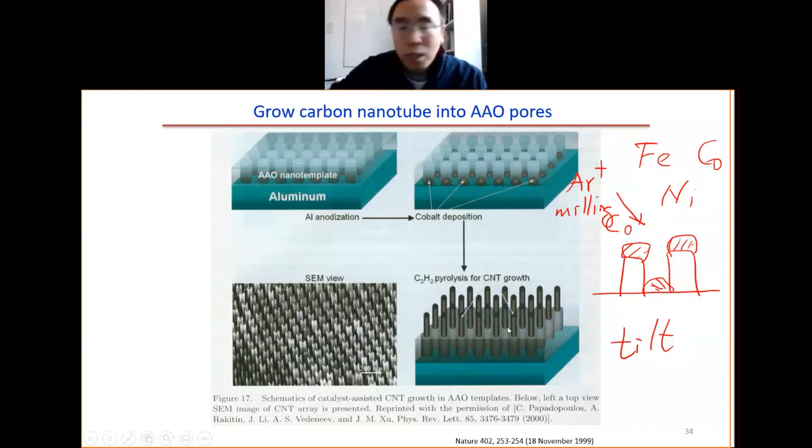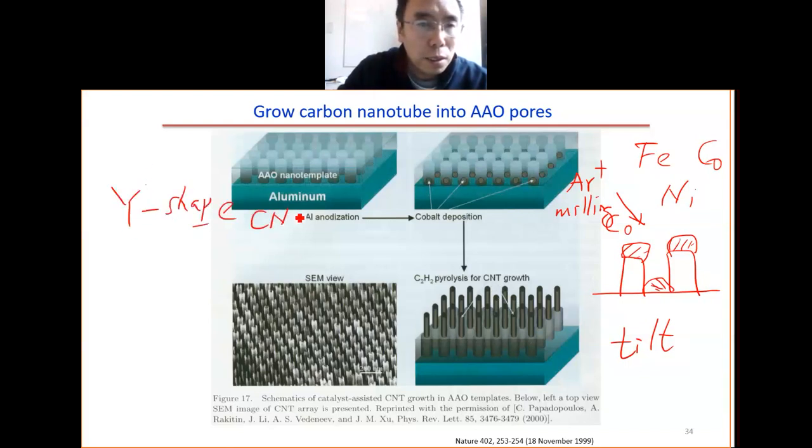The same group also grew Y-shaped carbon nanotubes. How do you grow the Y-shaped carbon nanotube? So we need a Y-shaped template.